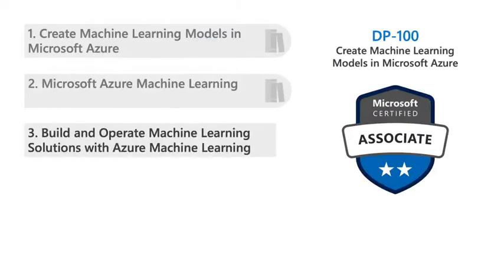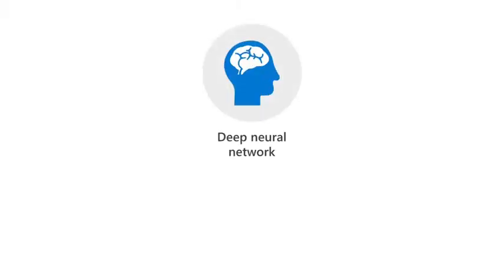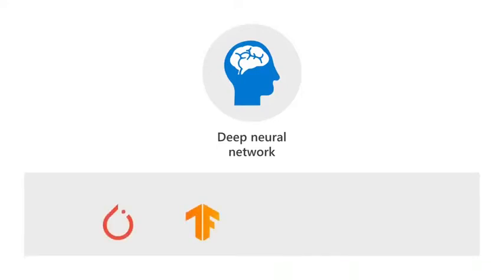Finally, you will learn how to train and evaluate deep learning models. In this module, you will learn about the fundamental principles of deep learning and how to create deep neural network models using PyTorch or TensorFlow. You will also explore the use of convolutional neural networks to create image classification models.